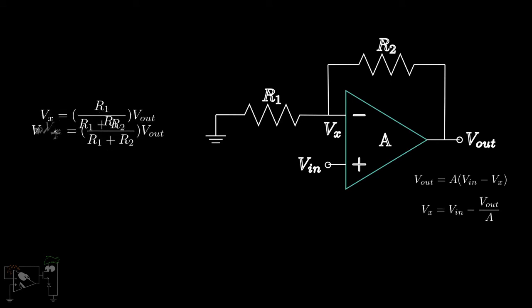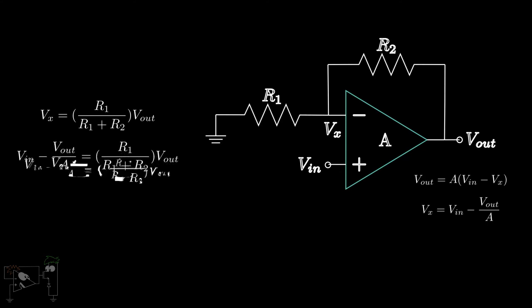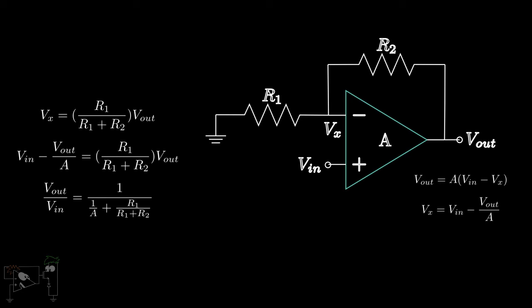Substituting the value of Vx we found just now, we get the following equation. This is the equation of the gain of a practical non-inverting amplifier. Suppose A is a very high value. 1 upon A will be a very small value and can be neglected. A little rearranging gives us 1 plus R2 by R1, which is the gain we found in the ideal case. Hence, for op-amps with high values of gain, we assume them to be ideal. This finishes the analysis of the non-inverting amplifier.